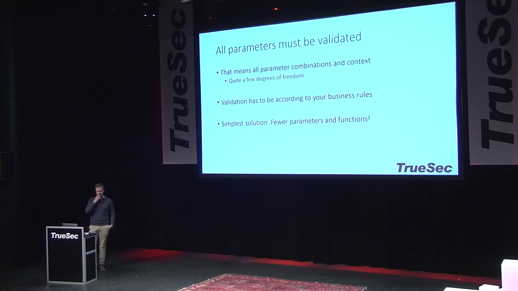And you have to do this validation against your business rules. Is this combination valid for our business? It's horrible. So the simplest solution is to have fewer parameters and fewer functions, which might be hard to tell the product owner. I have unsuccessfully tried to implement a strategy where if you add a function, you need to remove another function. It hasn't really worked so far, but I mean, that could be a good concept of some sort.